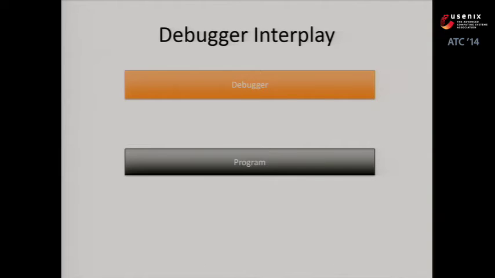So since BiasFree uses breakpoints to sample code, it inherently has an interplay with the debugger. And the default behavior of a program that hits a breakpoint is to either send the interrupt to the process or to the debugger if one is attached.